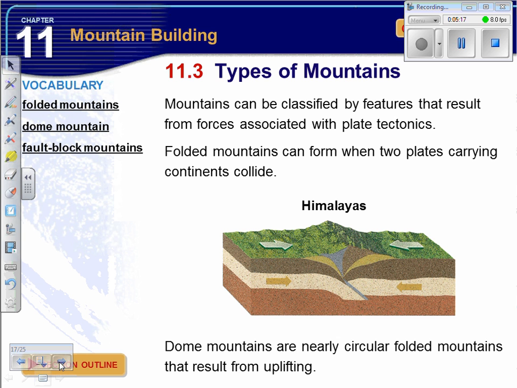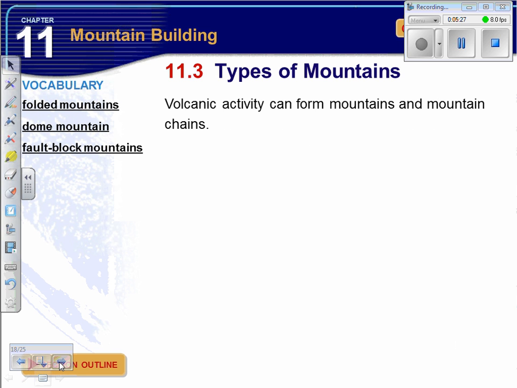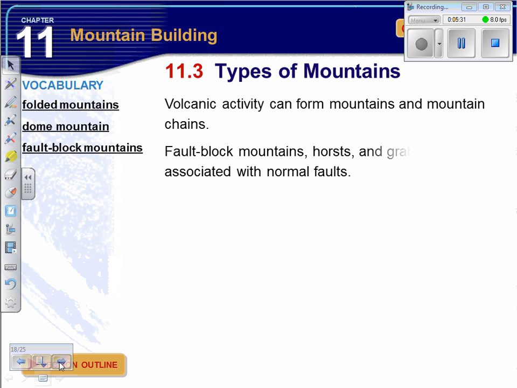Dome mountains are nearly circular folded mountains that result from uplifting. And typically, dome mountains are singular features. They occur by themselves. Volcanic activity can form mountains and mountain chains.